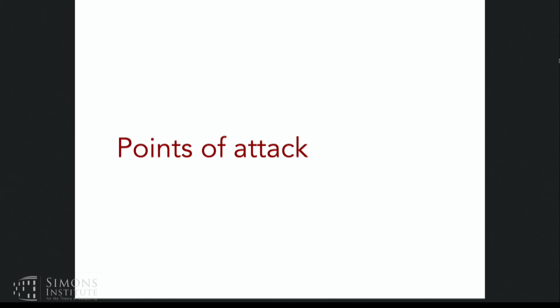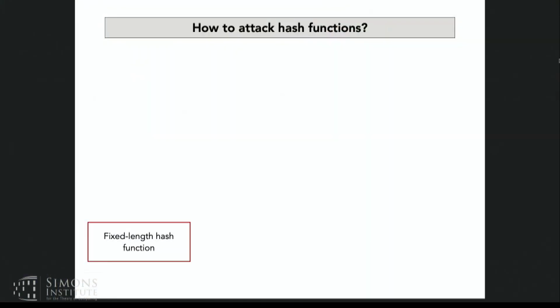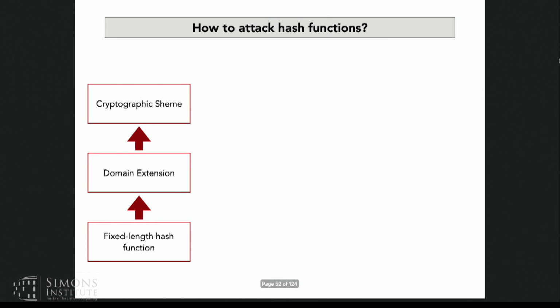Okay, so after we have an overview over what a hash function is and how it is used, let's have a look at the meta strategies of how to attack hash functions. As we have seen, if we want to construct a cryptographic scheme, we have to come up with a fixed-length hash function. Then we have to apply a domain extension scheme, and the resulting full hash function we can use in a cryptographic scheme.